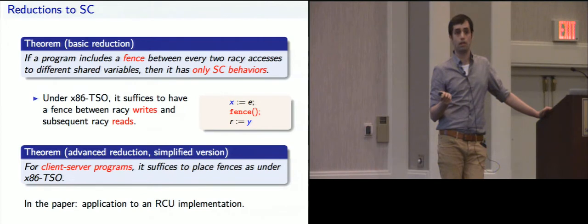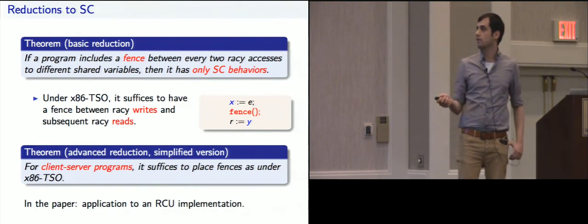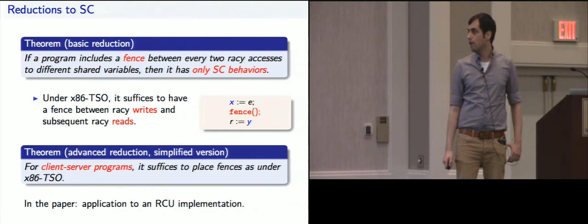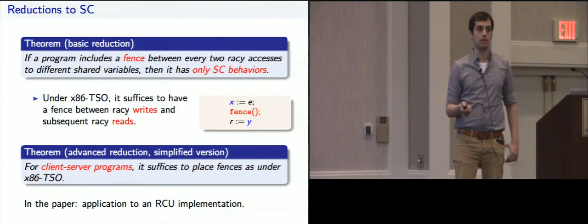This is sometimes not enough. We want to do a bit better, of course. We know that under TSO, it suffices to have fences between racy writes and racy reads. So a racy write to X, and later on, let's say, a racy read of Y. Only in these cases do I need fences. I don't need other fences, which in release-acquire are generally needed. But we were able to prove that for client-server programs, it suffices to place fences just with the pattern of TSO between writes and reads.